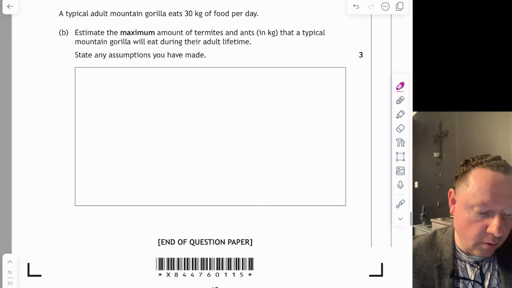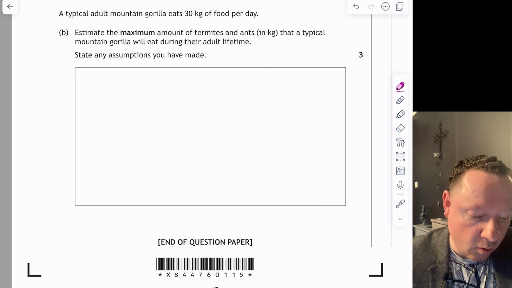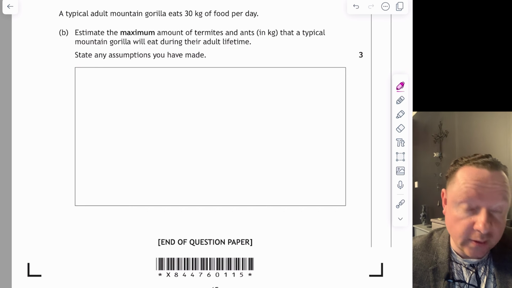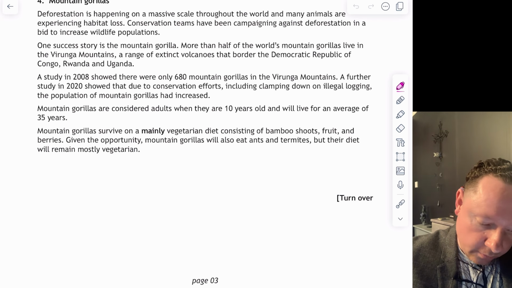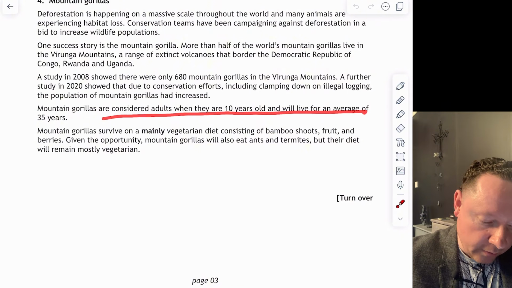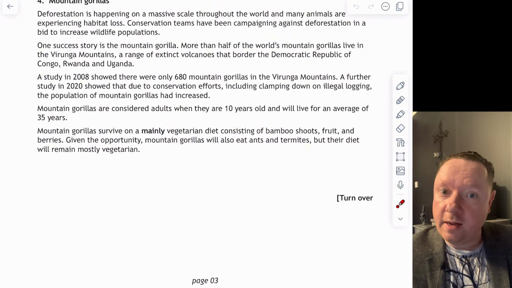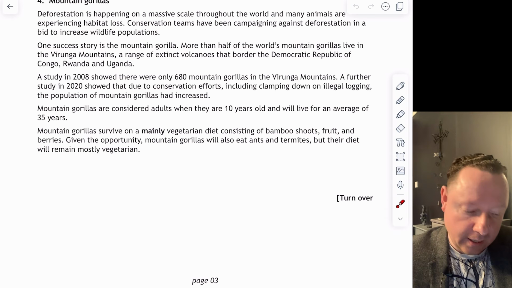An adult mountain gorilla eats 30 kilograms of food per day. Estimate the amount of termites and ants in kilograms that a typical mountain gorilla will eat during their adult lifetime. State any assumptions you make. So this is called a Fermi estimate. So we're looking from the second paragraph. Mountain gorillas are considered adults when they're 10 years old and live an average of 35 years. So there's a trick. It's not 35 times by, it's 25, because they're adults when they hit 10.